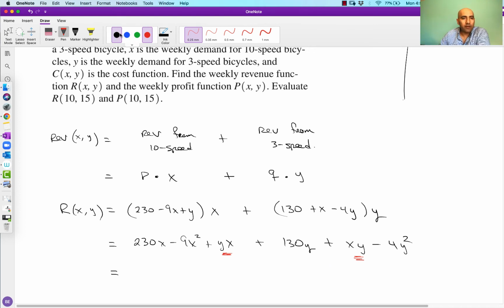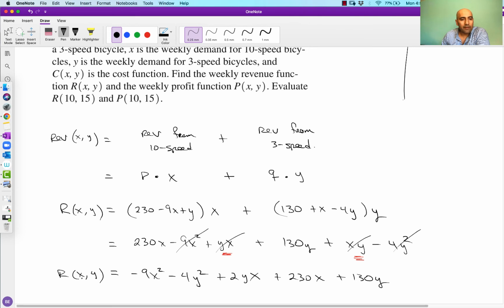Nothing else will combine. So let's rewrite this from descending order. Minus 9x squared minus 4y squared. Took care of this guy. Took care of that guy. Then there's 2 copies of xy, so I'll just put plus 2 yx or xy, that doesn't matter. The order doesn't matter. So there's 2 of those. And then there's a plus 230x plus 130y. So here is our revenue function, R of x comma y.